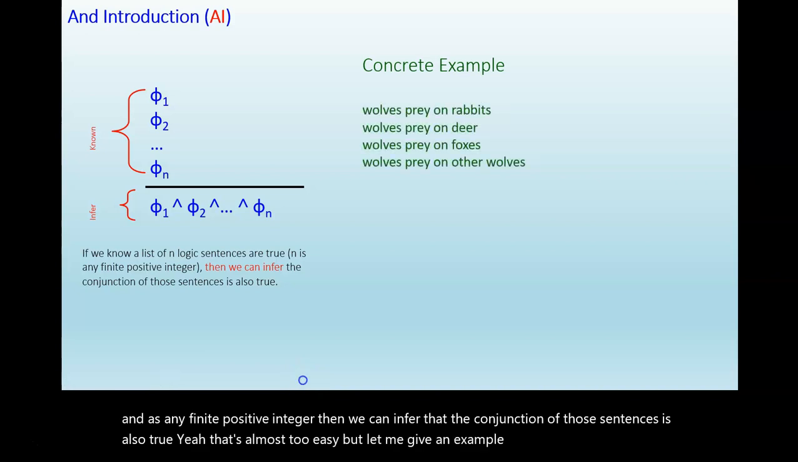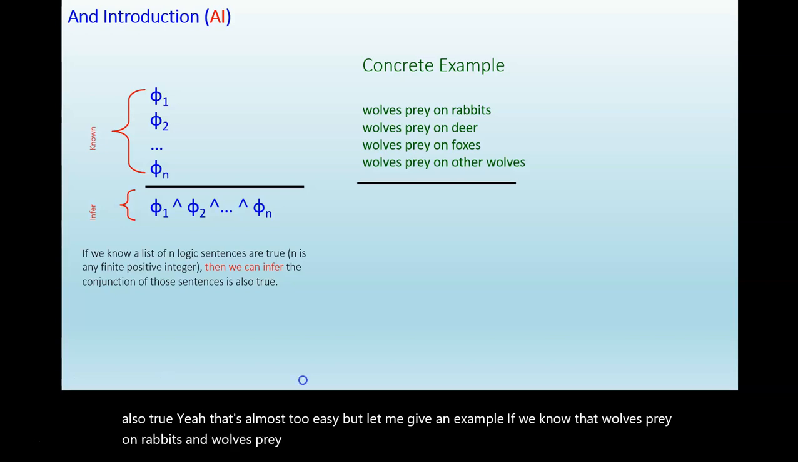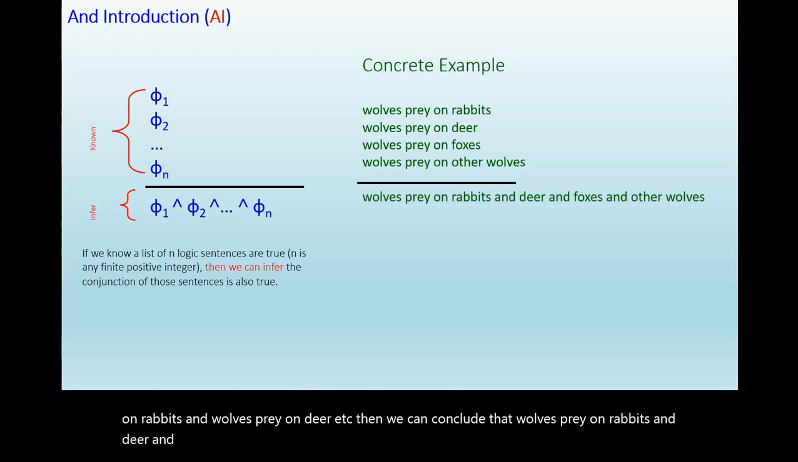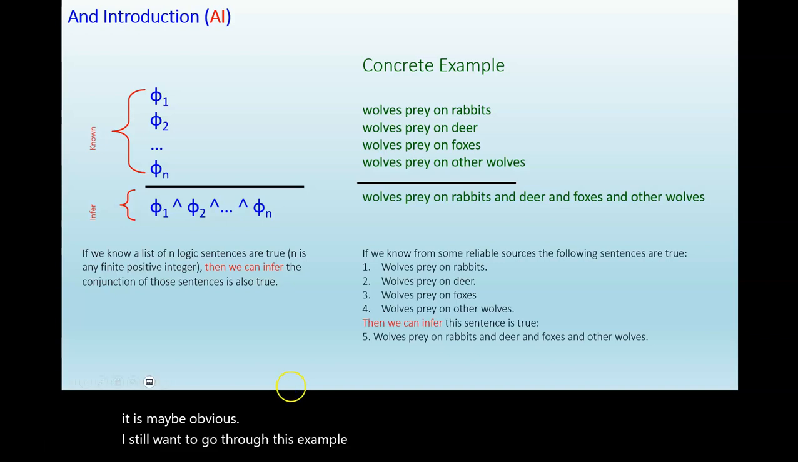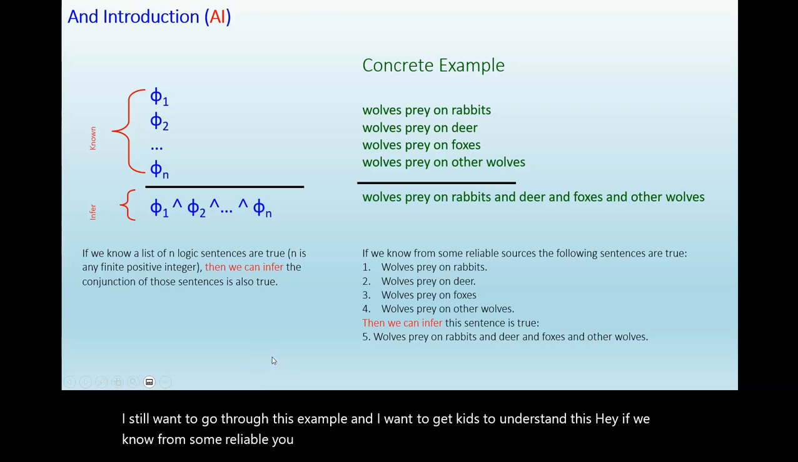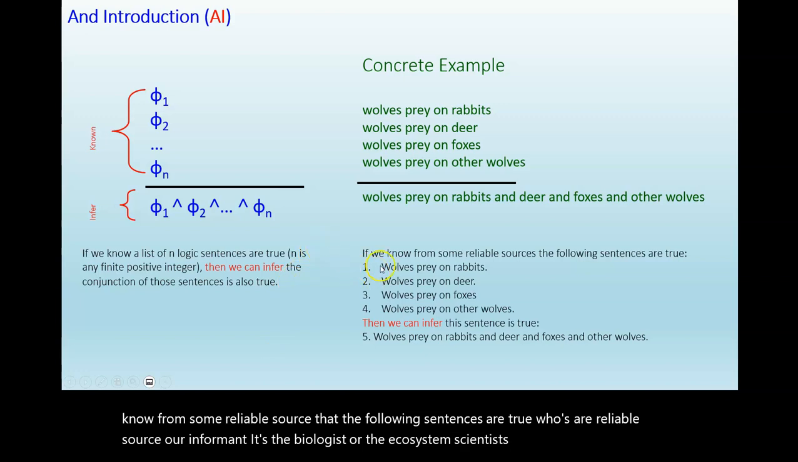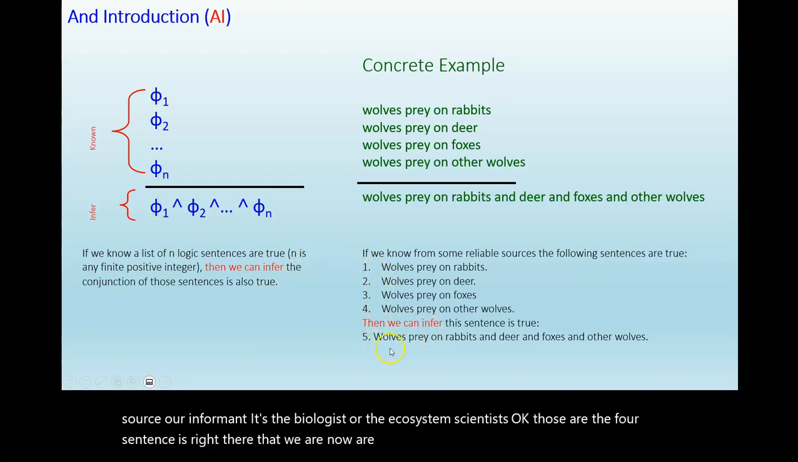If we know that wolves prey on rabbits and wolves prey on deer, etc., then we can conclude that wolves prey on rabbits and deer and foxes and other wolves. Sometimes kids say, oh, that's obvious. Yes, it is maybe obvious, but I still want to go through this example. And I want to get kids to understand this. Hey, if we know from some reliable source that the following sentences are true. Who's our reliable source, our informant? It's the biologist or the ecosystem scientist. Okay, those are the 4 sentences right there that we know are true. Then we can infer this sentence right here, which is nothing more than a conjunction of all those sentences. Okay?